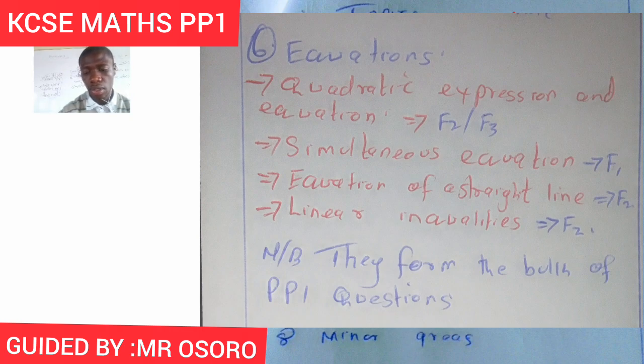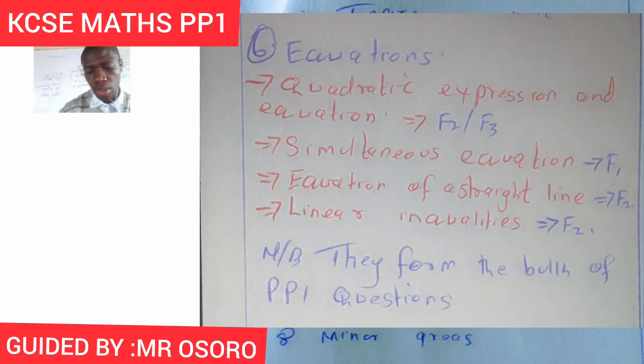You will also look at linear inequalities. Form 2 again. And this forms the bulk of paper 1, equations. That is why paper 1 is very wordy. So you're supposed to internalize and apply concepts that are taught in quadratic expression, Form 2, and quadratic equations, Form 3.